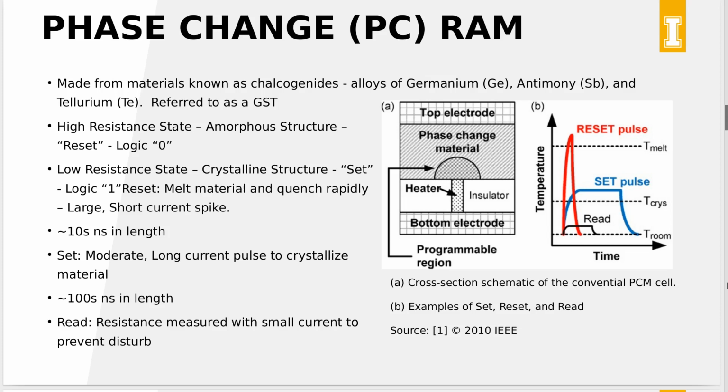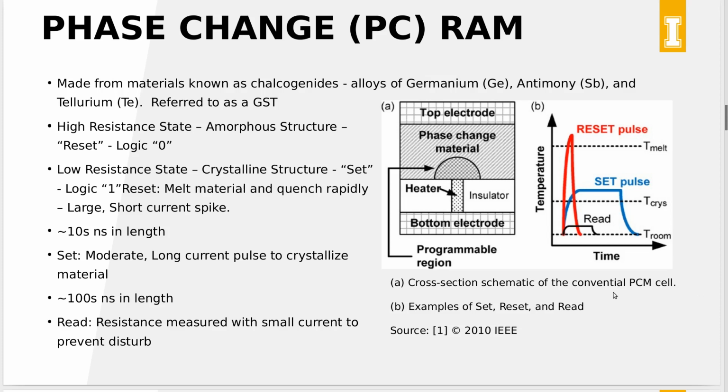A read is done by measuring the resistance, typically by sending a small current through and measuring the voltage that is generated across the device. You want a small current in order to prevent disturb because with this device, current equals temperature. The more power that is consumed, the higher the temperature.